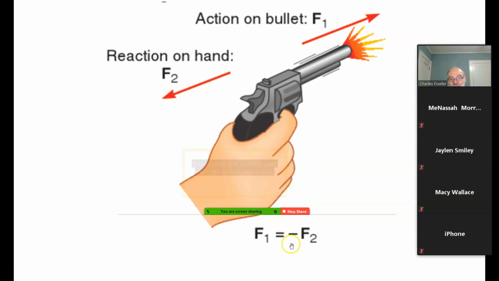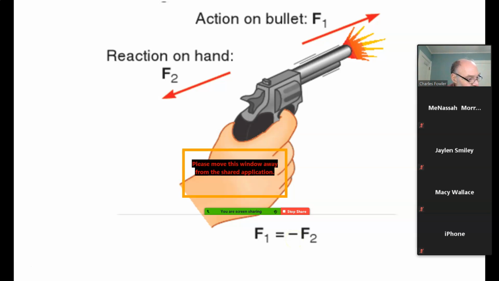And by the way, here was the formula. Whatever the action force is, the reaction force is equal to it, but opposite in direction. So that's why you have the minus sign there. And that does finish the end of chapter 5.